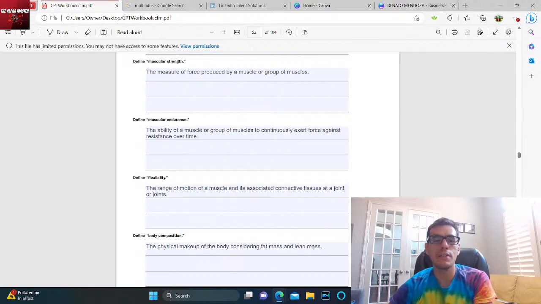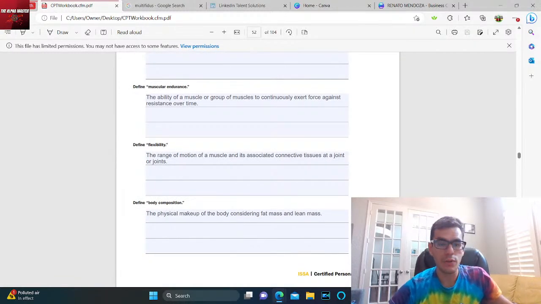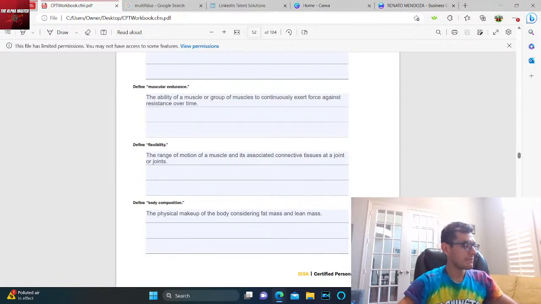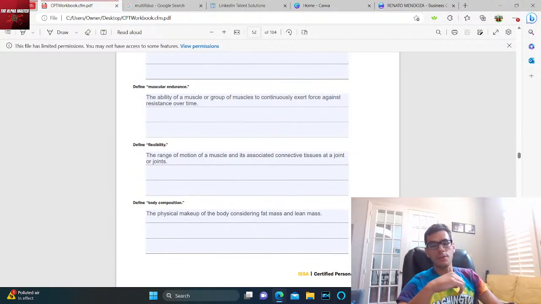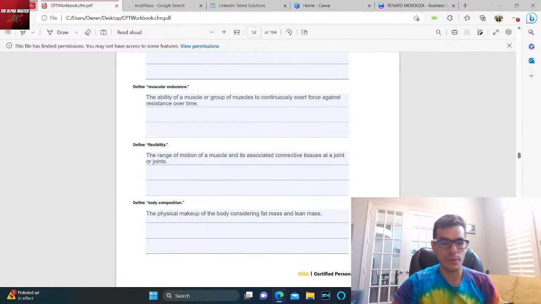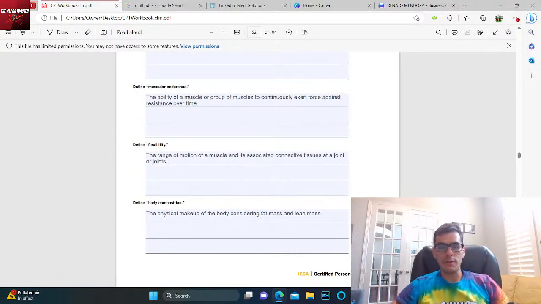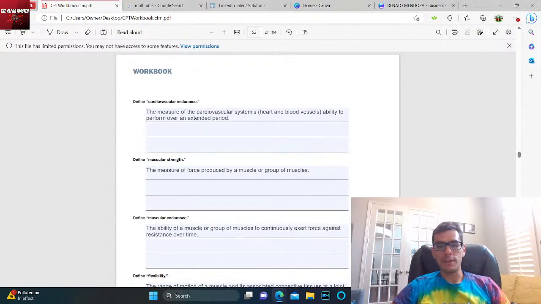Flexibility is the range of motion of a muscle and its associated connective tissues at a joint or joints. And finally, body composition is the physical makeup of the body considering fat mass and lean mass. Those are the definitions right there.